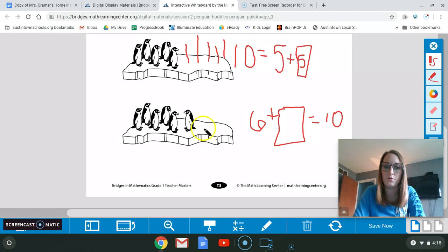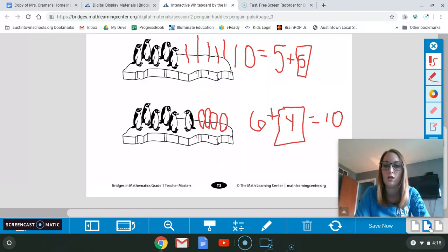All right, if you went like this, I had 6, that's 7, 8, 9, 10. Last time I drew sticks, this time I drew circles. How many circles did I have to draw? I had to draw 4, so 6 plus 4 equals 10. So how many more did I need? I needed 4 more. Very good.